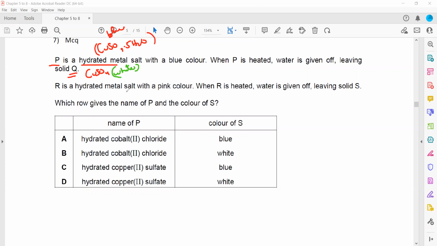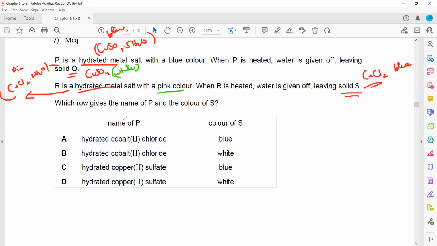Then R is a hydrated metal salt, which is pink in color. So which hydrated compound is pink in color? That is cobalt chloride. Cobalt(II) chloride, hydrated cobalt chloride, is pink in color. So R is actually hydrated cobalt chloride. When R is heated, water is given off and leaves solid S. So what will be this solid S? This solid S will be blue in color, and that solid S is basically anhydrous cobalt chloride, meaning cobalt chloride without water of crystallization.